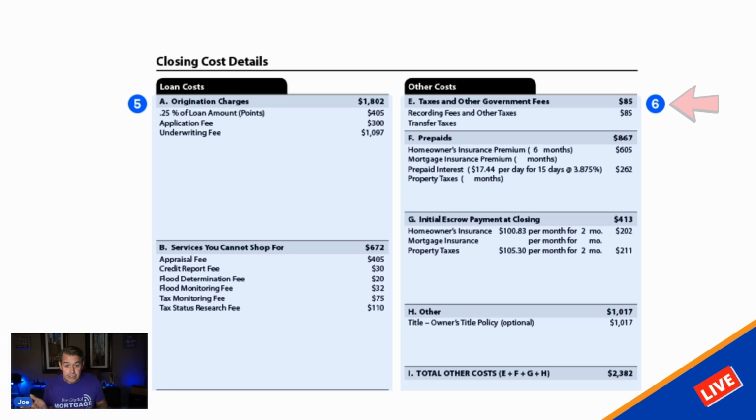So if you look at section 6, the recording fee there, that's probably pretty low in our area. However, in some areas it may not be. Then you've got the transfer taxes, which would show up there. In our area, we have transfer taxes. In some areas, it's not showing the full transfer taxes.